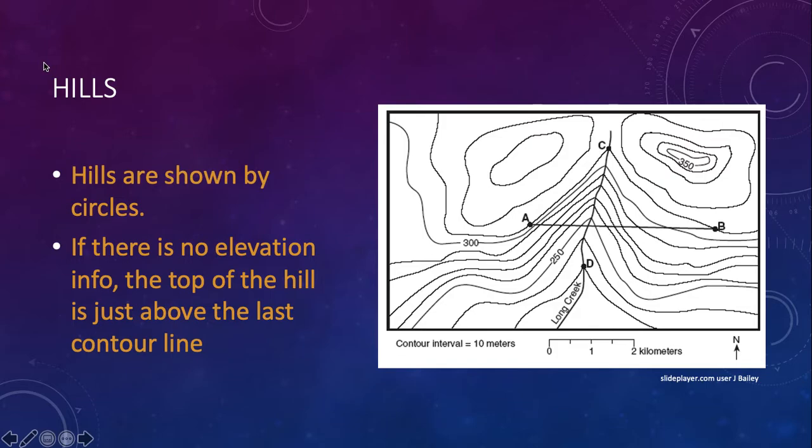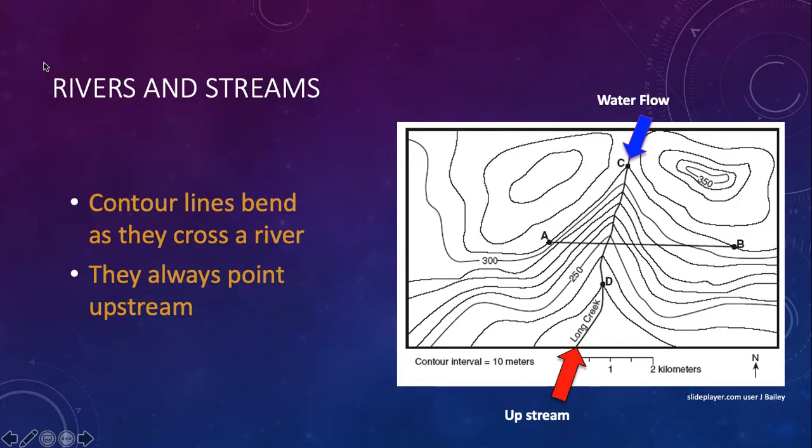Another thing to see here is the creek. The contour lines bend across it, and those are always pointed upstream, and I'm about to get to that. So as contour lines bend as they cross a river, they always point upstream. So the water's flowing in the opposite direction that the contour lines point.